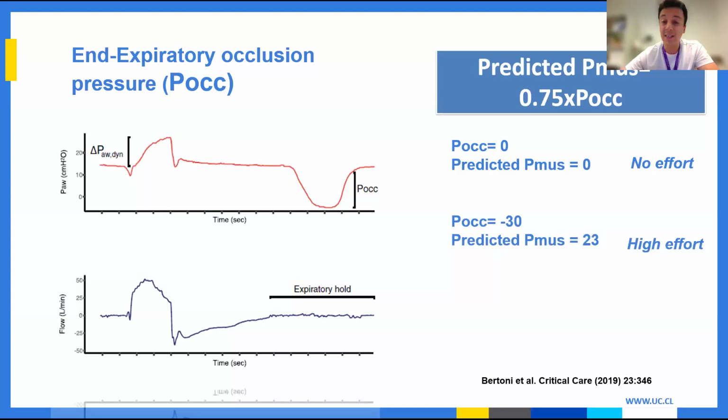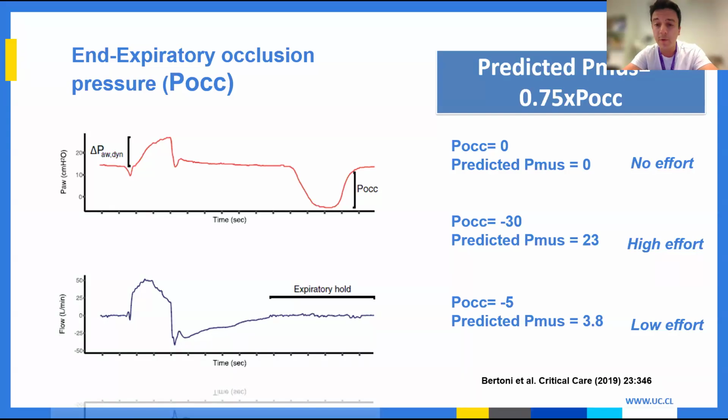Let's say an excessive effort, so you make an expiratory hold and you have a minus 30 change in airway pressure, then you will have a predicted PMUS of around 23. Whereas if you have a small drop in the airway pressure, around 5 centimeters of water, you will have a predicted PMUS around 3.8.